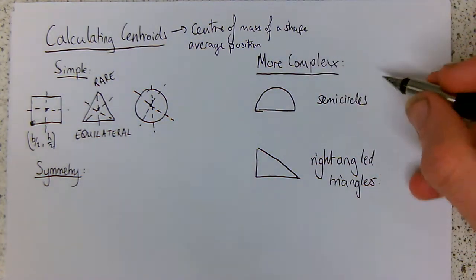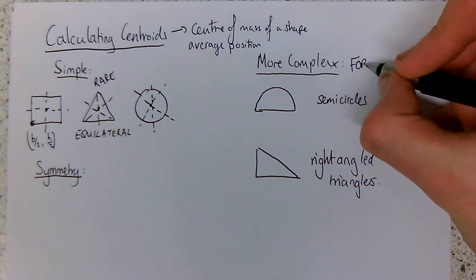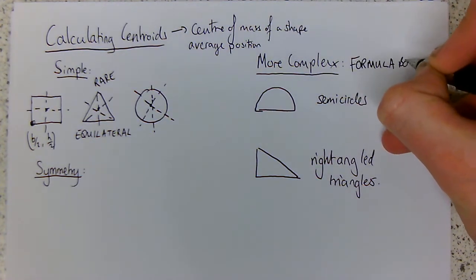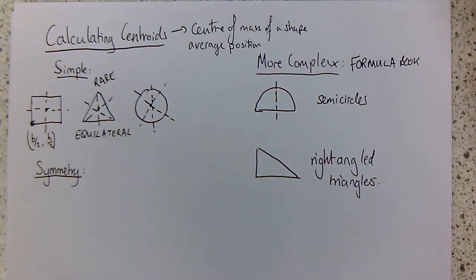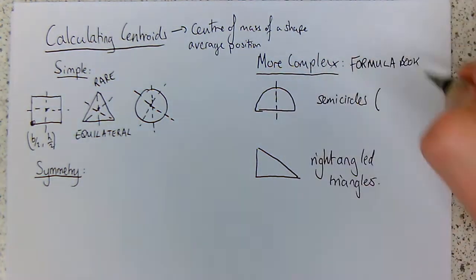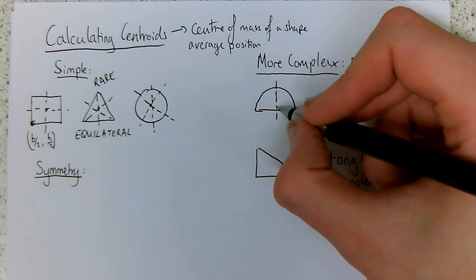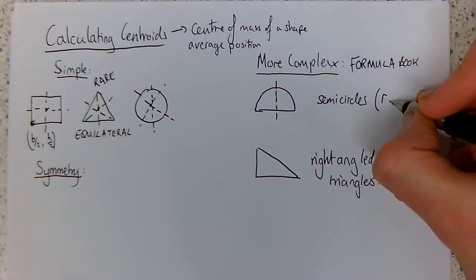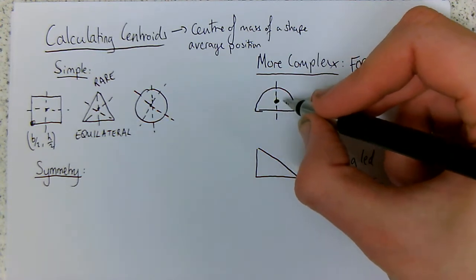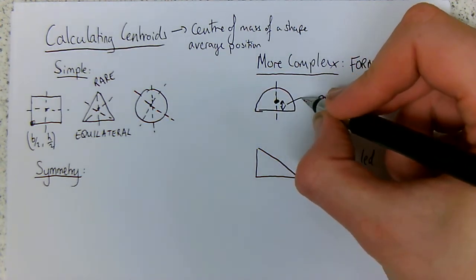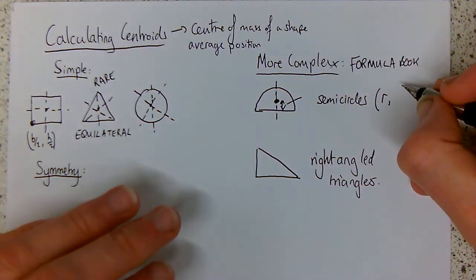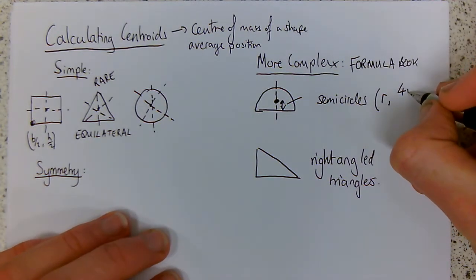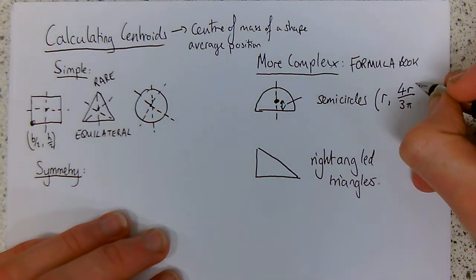Now, for more complex ones, these are the two that are in our formula booklet. We've got semicircles. A semicircle has an axis of symmetry, so the centroid will lie along it. In this case, the x coordinate would be the radius, and then the centroid lies some distance along that, given by the formula 4 times the radius divided by 3 pi.